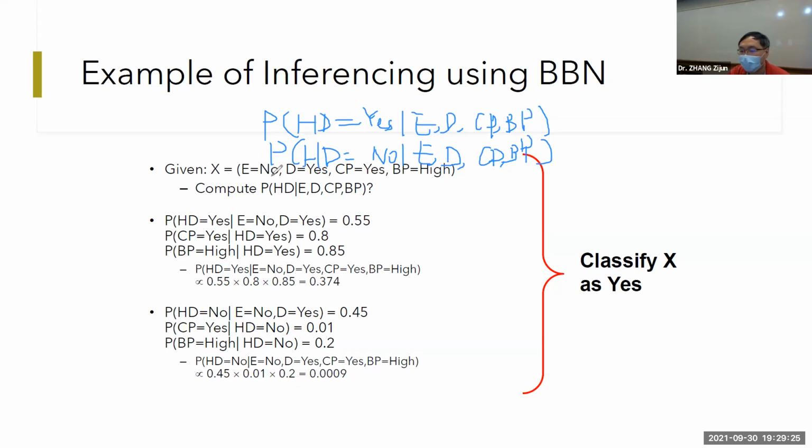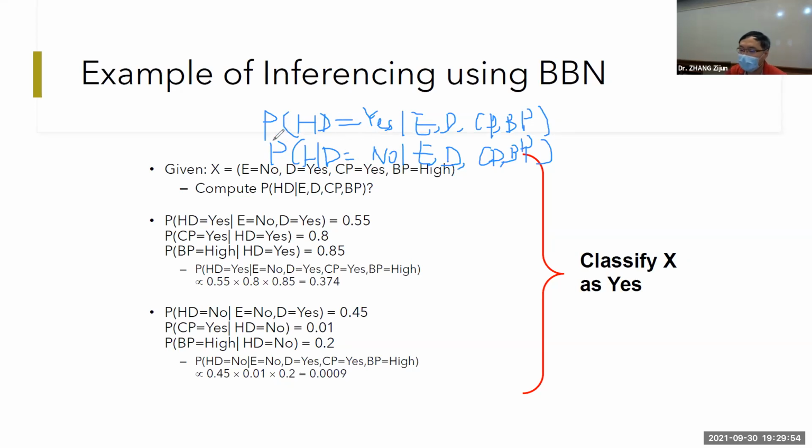And the values of ED, CP, BP are given as no, yes, yes, high. So that means we obtain the information from a person who does not do exercise, has a healthy diet, has chest pain, and has high blood pressure. Then we need to diagnose whether the person has heart disease or not.